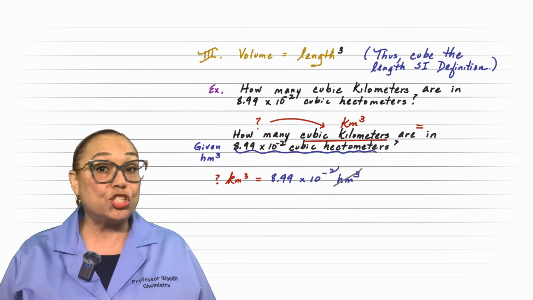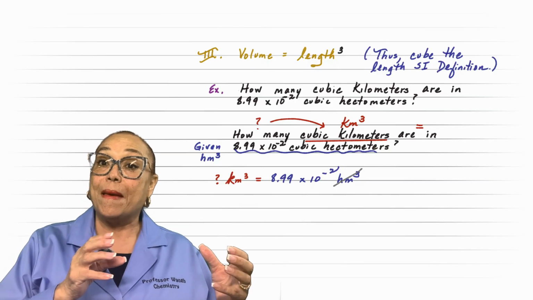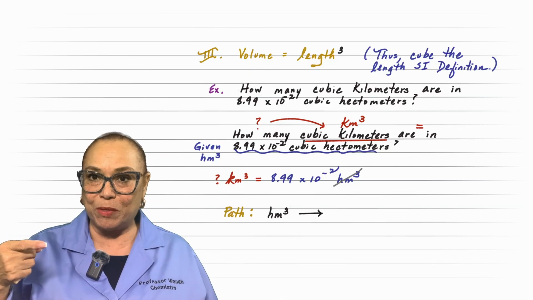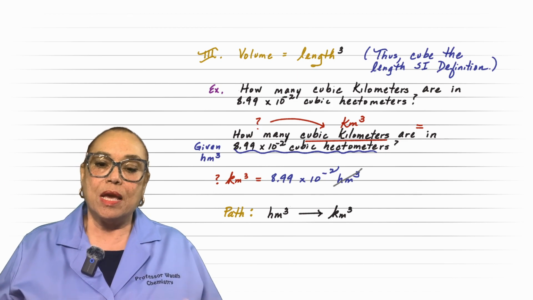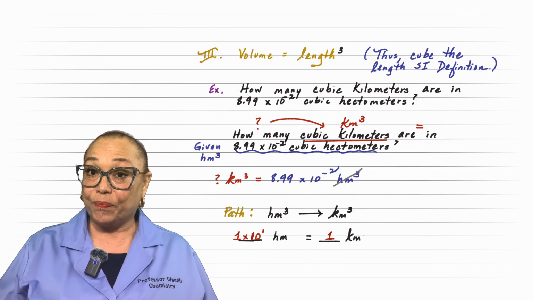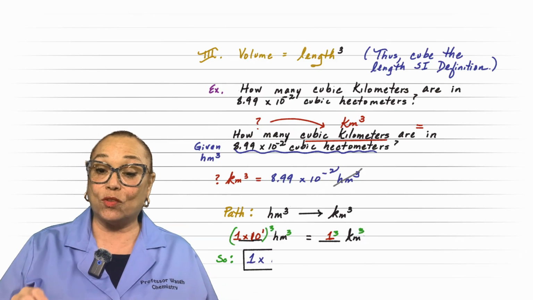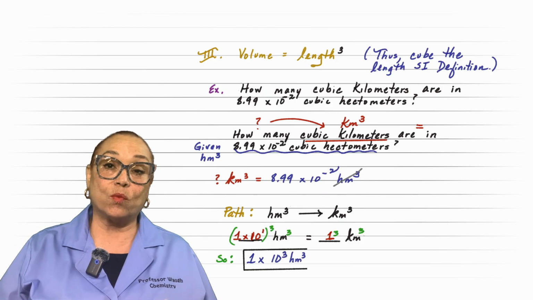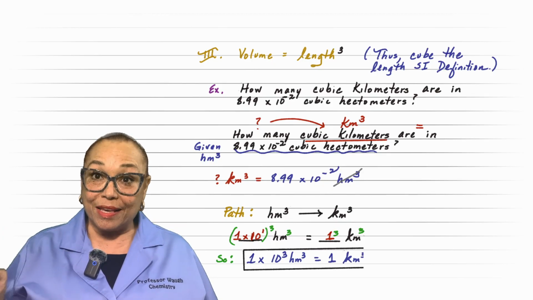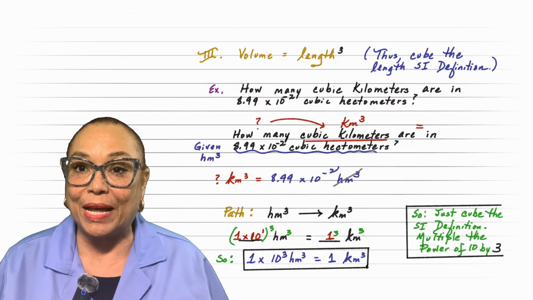So let's make our definition just like we did before. We'll start off with length and just cube it. So just multiply your power of 10 by 3. So we know for length, there's only one space between it, or just do your memorization. 1 times 10 to the 1 hectometers is equal to 1 kilometer. So we cube it. And so what we will use is 1 times 10 to the third cubic hectometers, 1 times 3 is 3, is equal to 1 cubic kilometer. So just cube the SI definition, multiply the power of 10 by 3.